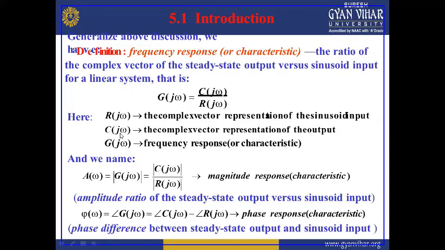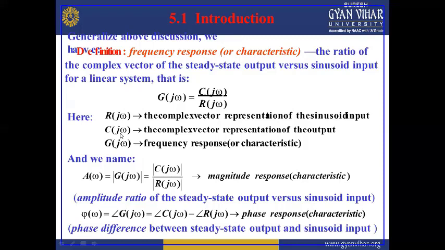So if we generalize our discussion, we can say that the frequency response or characteristic is the ratio of the complex vector of the steady state output versus the sinusoid input for a linear system. That is, your G j omega is equal to C j omega upon R j omega, where R j omega is a complex vector representation of the sinusoidal input and C j omega is the vector representation of the output. The G j omega is the frequency response, or we call it frequency characteristics.